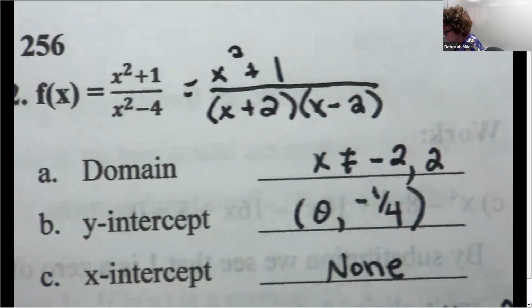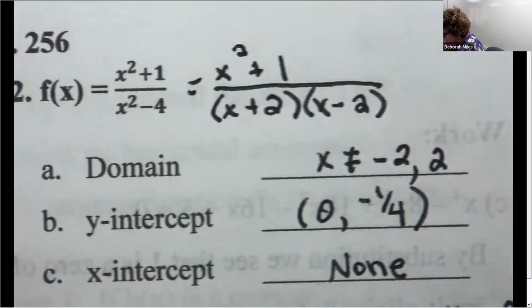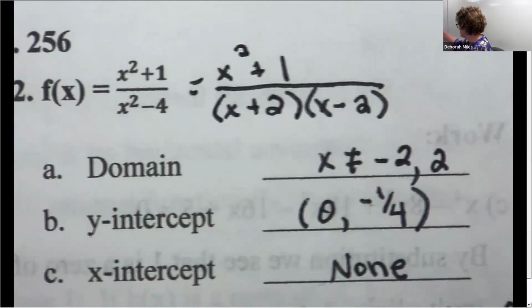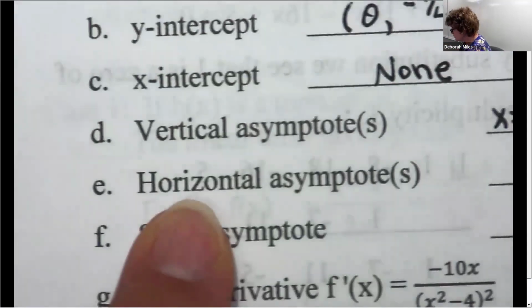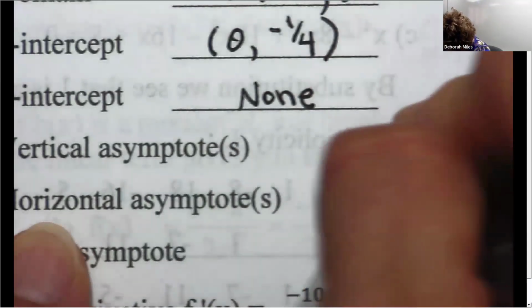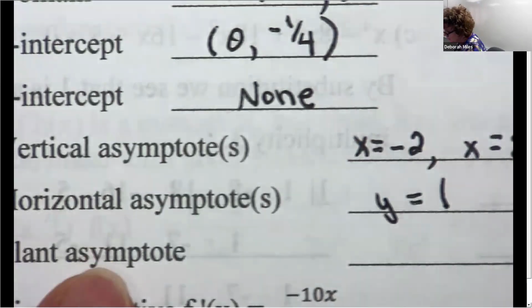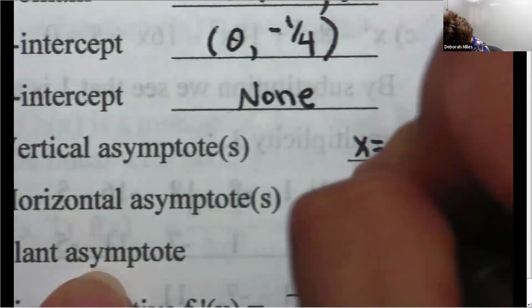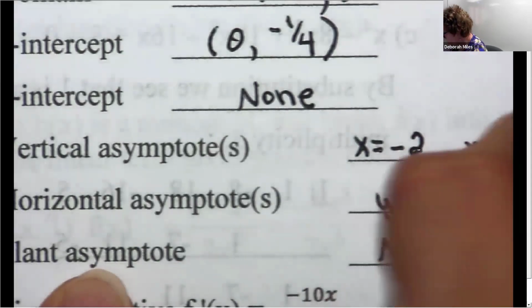How do I determine horizontal asymptotes? What do I look at for a rational function? The degree of the numerator and degree of the denominator. If both have the same degree, then what's the horizontal asymptote? Ratio of the leading coefficients, which is 1. So what's the equation of the horizontal asymptote? Y equals 1. Slant asymptote, we're not going to have today.